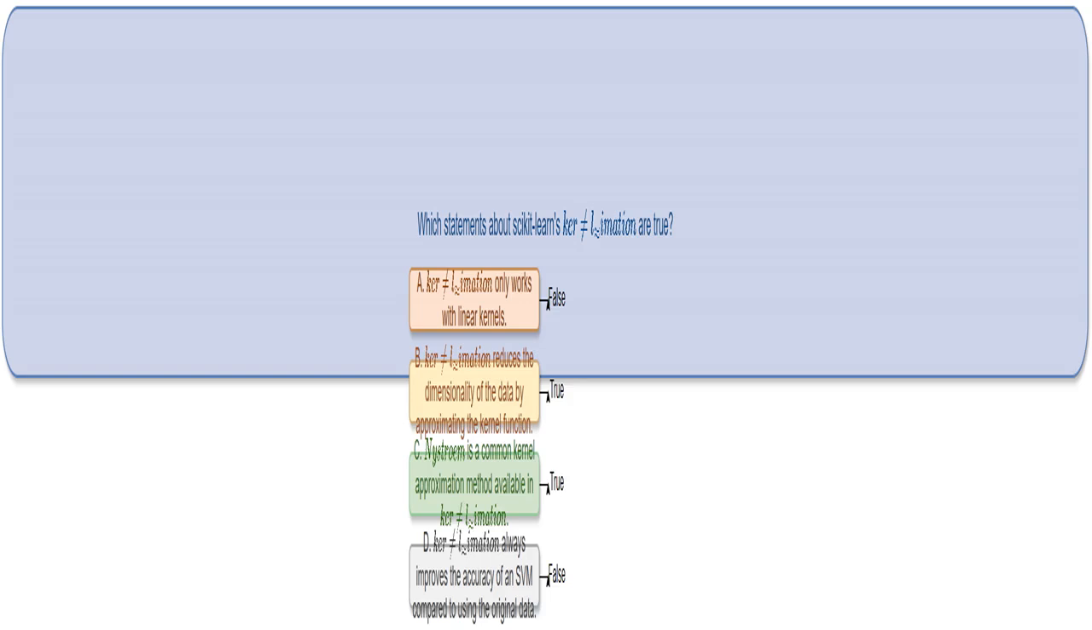This question asks you to identify correct statements about the kernel_approximation module in the scikit-learn library, which is used to speed up support vector machines, SVMs, by approximating kernel functions. I'll guide you through evaluating each statement.